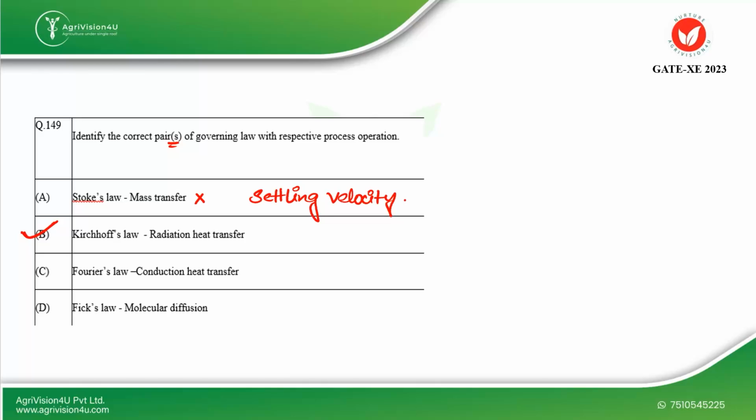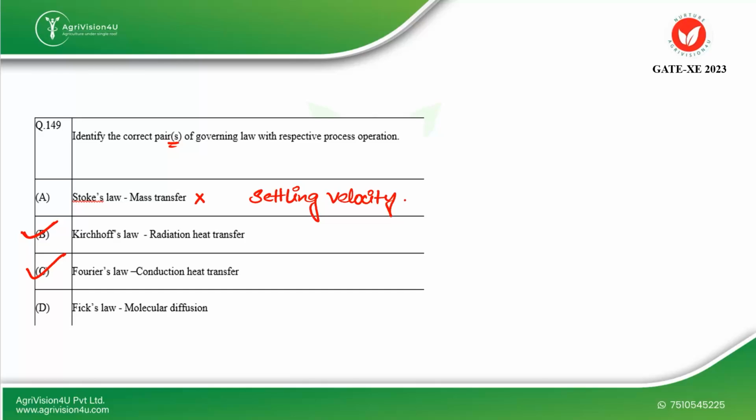Next one, that is Fourier's law, that is conduction heat transfer. So Fourier's law means heat flows from a hotter region to a colder region, and the rate of heat flow is proportional to the temperature difference. This is correct. Next, Fick's law, that is molecular diffusion.